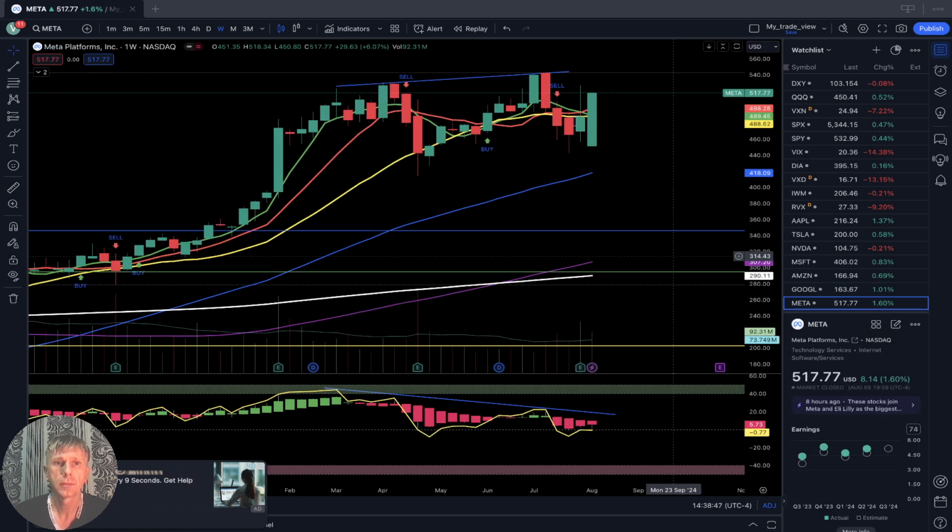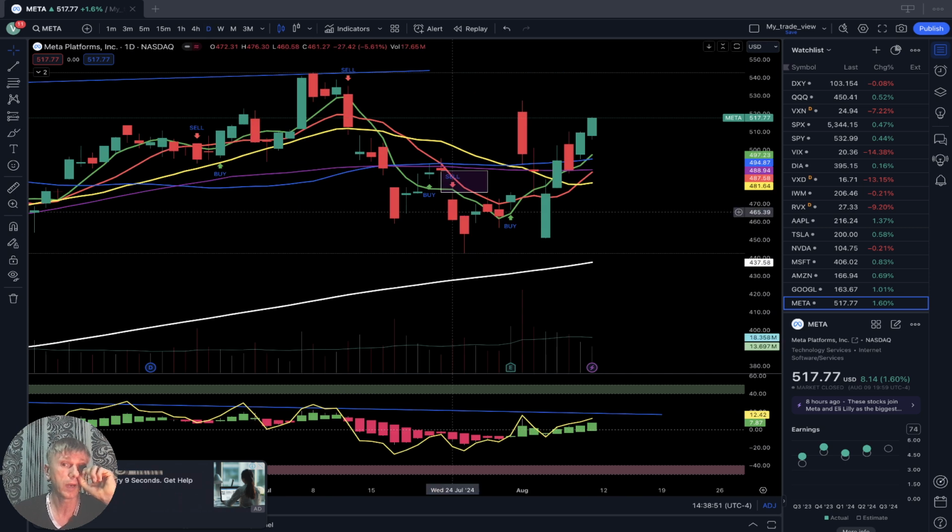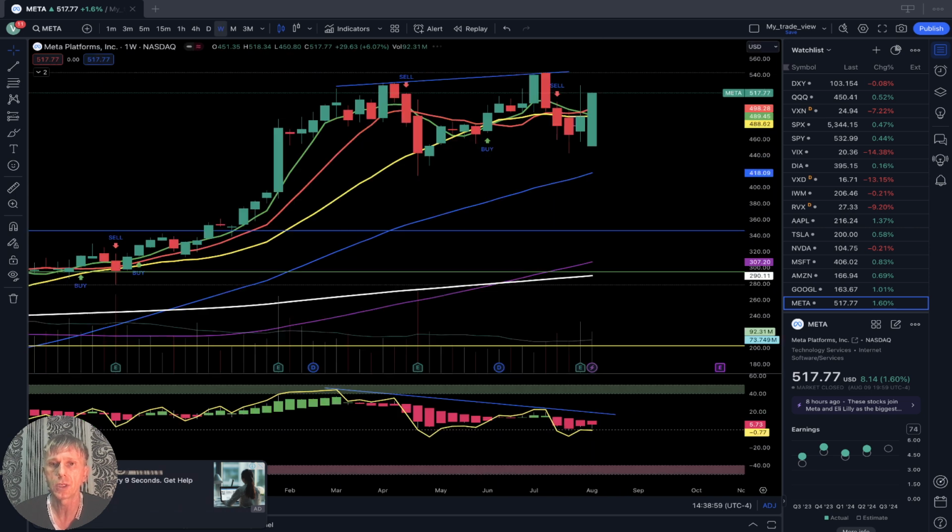Meta daily time frame bullish. Last bar above all moving averages. It is bullish trend for Meta. Only Meta positive in my watch list.